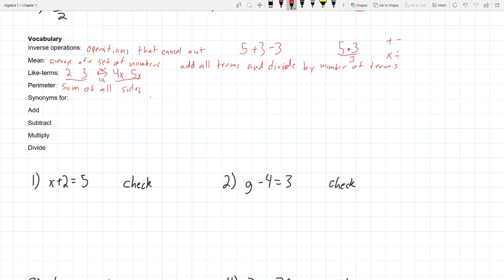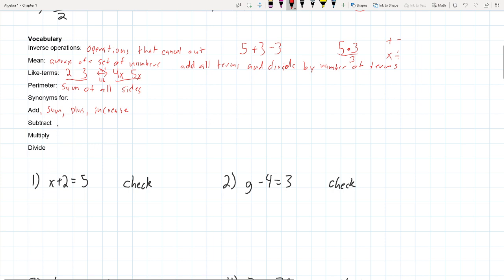Synonyms for addition, subtraction, multiplication, division. What this is basically saying is, what other words might we see instead of addition or add? We might see things like sum, or the actual word plus, or something like increase.